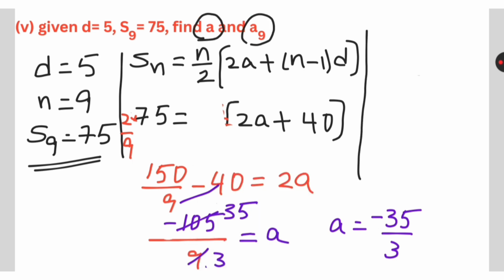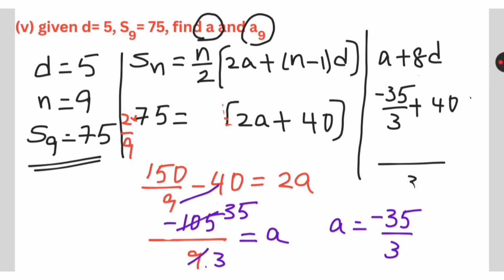So now we need to find an, which is a plus 8d. So what is a? Minus 35 over 3 plus 8 times the common difference, what is the common difference? 5. So 8 times 5 is 40. Now let's do only LCM. Minus 35 plus 3 times 40 which is 120. So 120 minus 35 which gives only 85.